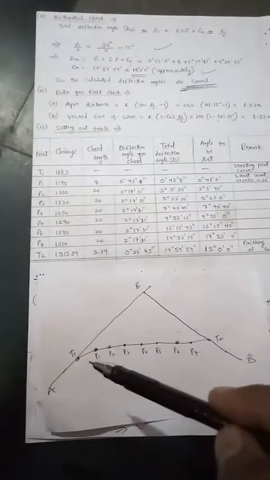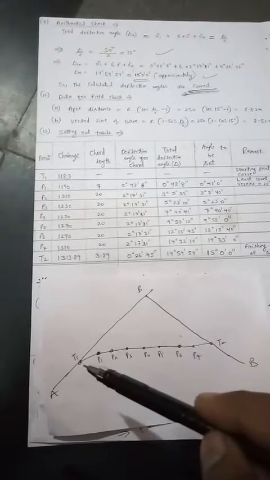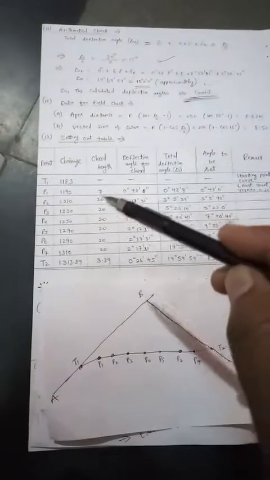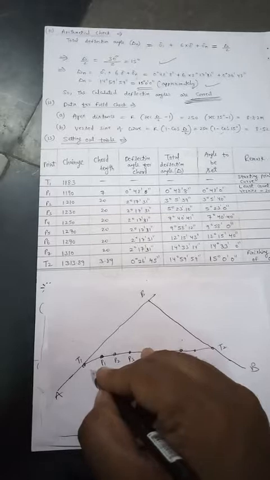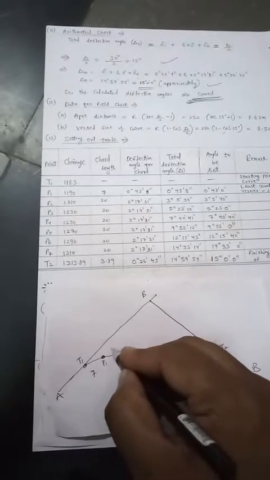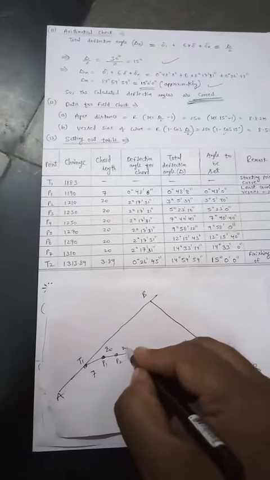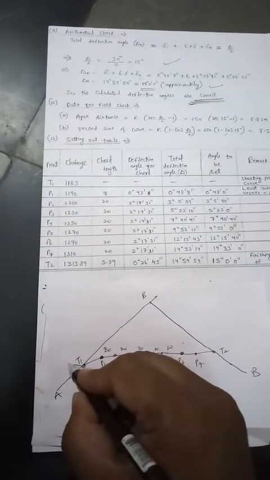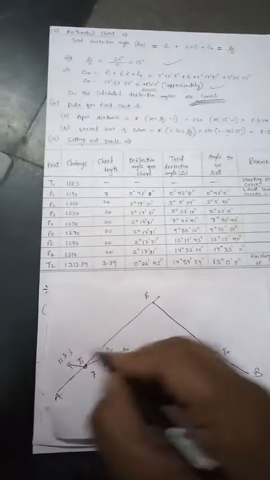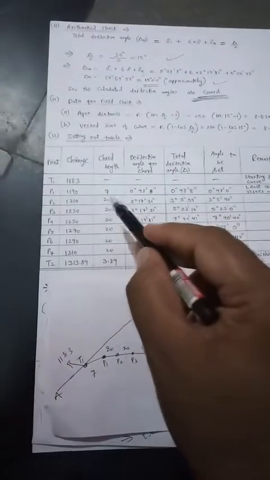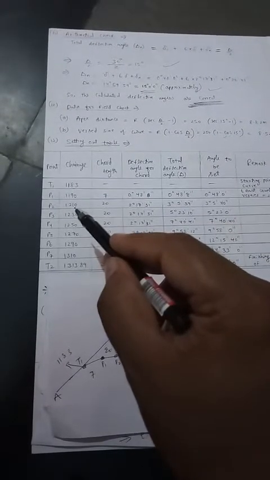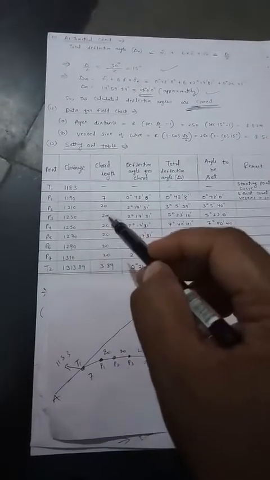So chainage at T1 is 1183. Next, the initial chord length is 7. Next this is 20, next this is 20, and again 20. So at this point the chainage is 1183. You have to add this 7, and we will get 1190. We have to add 20 here, and we will get 1210. So finally by adding these values we will get these values.